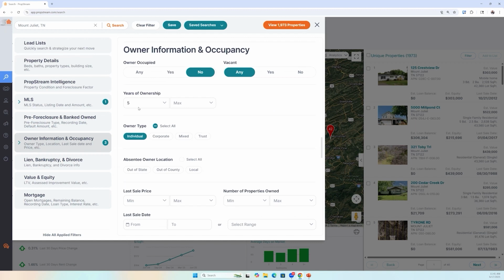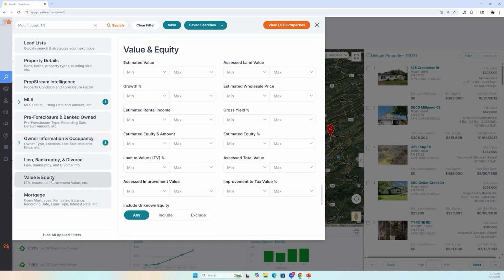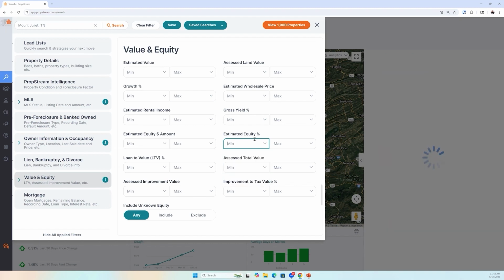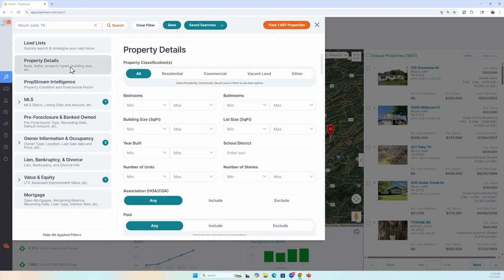Years of ownership, I'll leave that up to you. And then I don't know what, Dustin, your exit strategy is going to be, assuming you're going to do subject to or just buy it outright and then rent it out. That will probably dictate the equity amount. So maybe you want high, maybe you want low. Let's say you don't care as long as it has 10% or more. So put your 10% minimum, and then finally the property details and then the motivation.